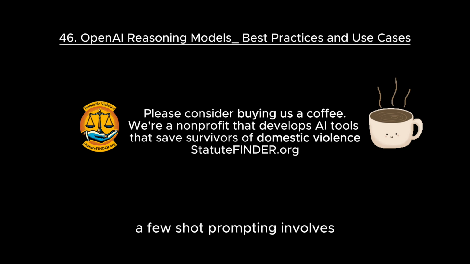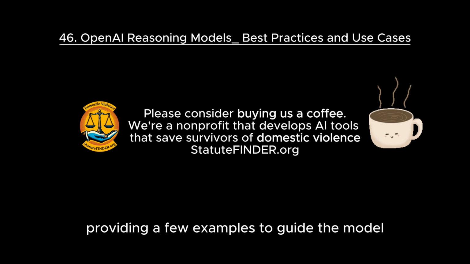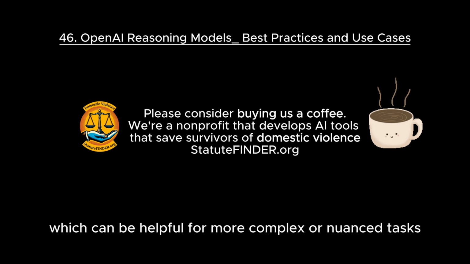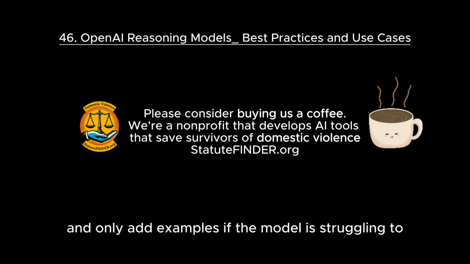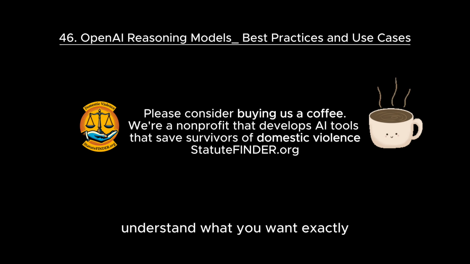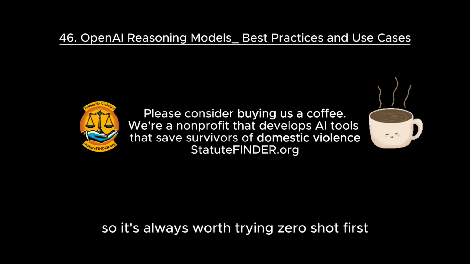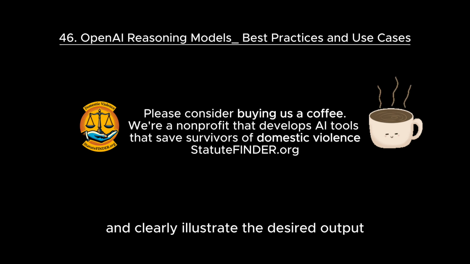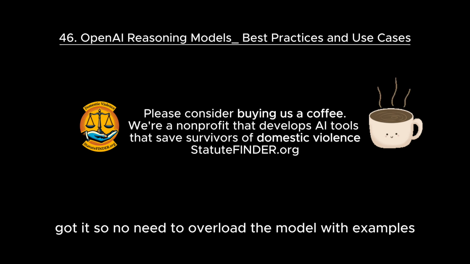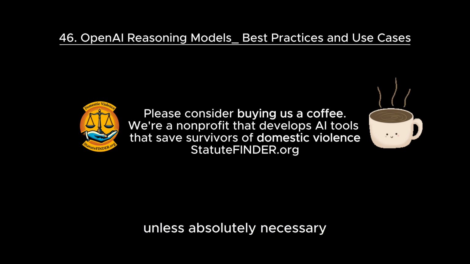Few-shot prompting involves providing a few examples to guide the model, which can be helpful for more complex or nuanced tasks. So start simple with zero-shot and only add examples if the model is struggling to understand what you want. Exactly. Reasoning models are often surprisingly capable of understanding and completing tasks without any examples, so it's always worth trying zero-shot first. And if you do need to use examples, make sure they are highly relevant to the task and clearly illustrate the desired output. Got it. So no need to overload the model with examples unless absolutely necessary.